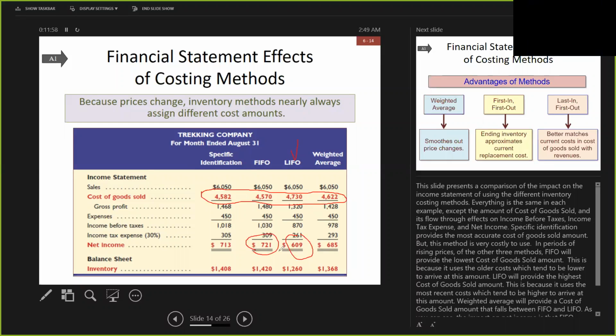So here we are at FIFO, and look at the inventory. Look how it differs too. Ending inventory balance on the balance sheet. So it's affecting the income statement and the balance sheet.